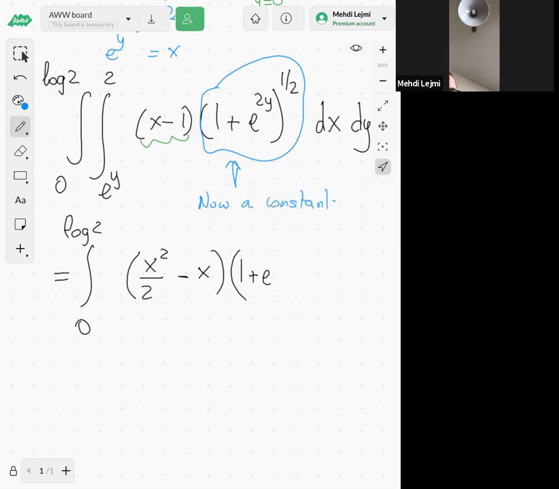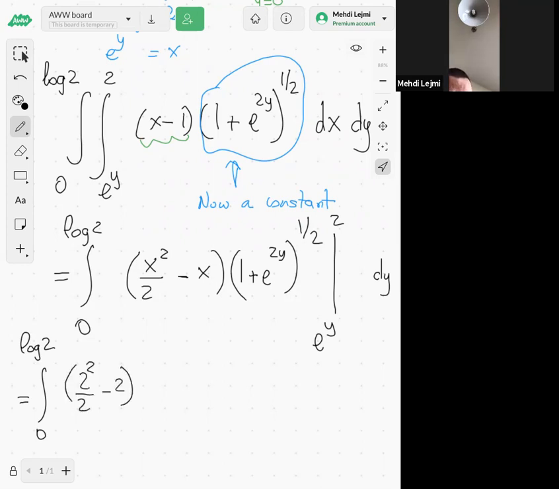All right, so I'm going to keep the constant here. This is e to the 2y, power half, and then there's dy, of course, and then your x evaluated between e to the y and 2. All right, so this is 0 and log of 2. You substitute x by 2 first, so that will be 2 squared over 2 minus 2 times this 1 plus e to the 2y, to the power half.